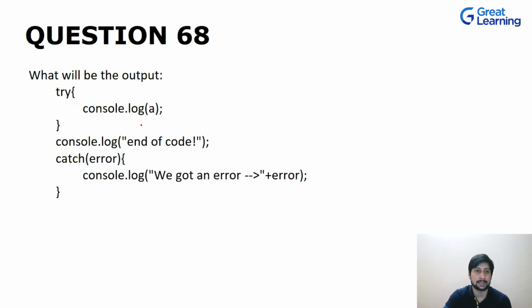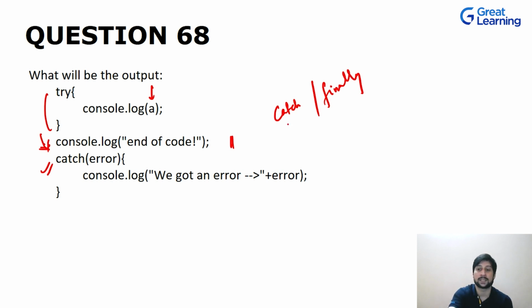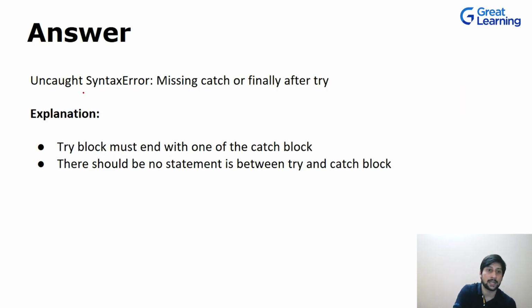Now, what will be the output in this case? We have a try block and then we have this statement over here and then we have the catch block. So again, A has not been defined, so it will throw an error, but it will look for catch. If catch is not present, it will look for finally, or if both are present, then there's a different scenario, right? So it will go for catch and then finally. But since neither catch block, neither finally block is available, so this will throw you an error saying uncaught syntax error, missing catch or finally block after try.